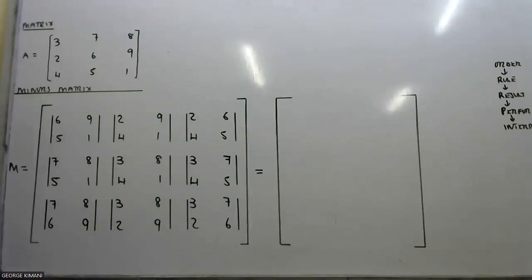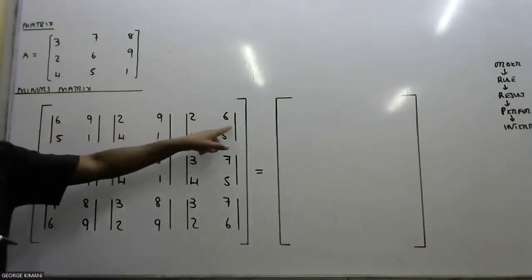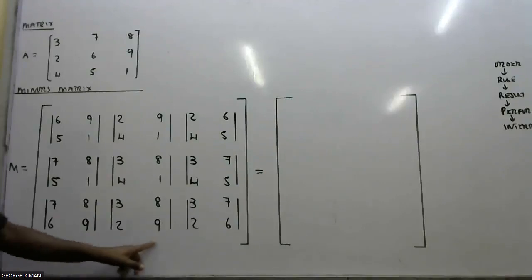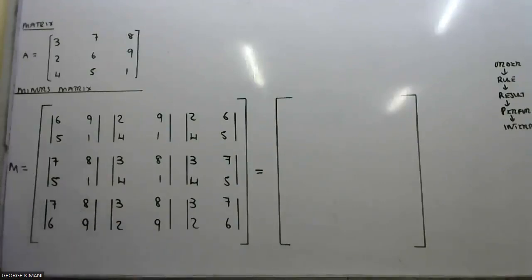Now, the first check of whether you have done it well is these values in the first row here. Can you see that? Then these ones are in here, the alternate. If you skip one, you get it. This one, you skip this one, you get it here. So that is how you can check whether you have done it right.